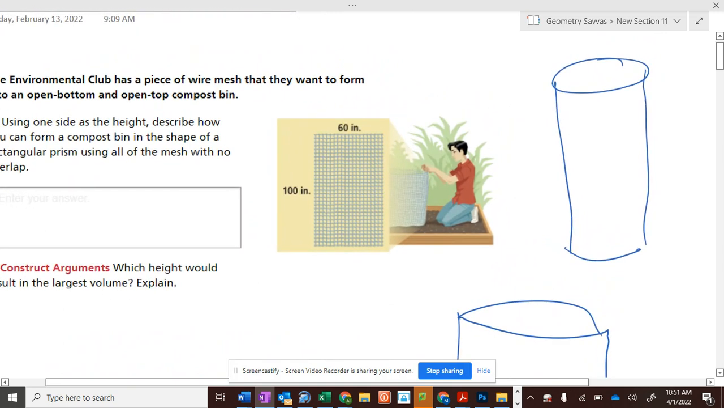This piece of netting is 60 on this side. So if you wrap it around, 60 is the what of it? Is it the radius, the diameter, or the circumference? If you wrap it around, it's the circumference.